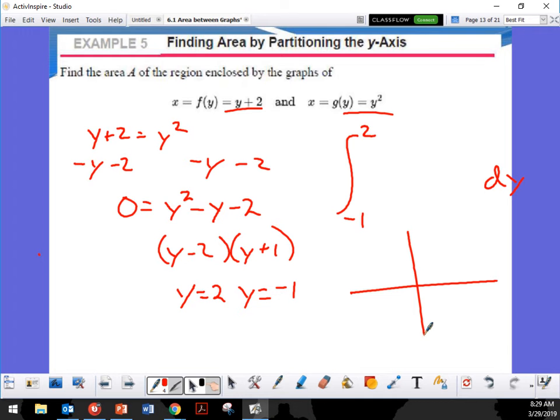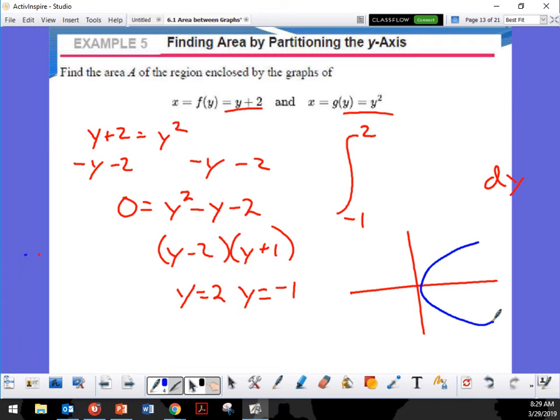So sketching a graph, I know that I'm going to have y squared, where y is positive. So I'm going to have this. It's going to be a parabola going this way, right? It's a sideways parabola.